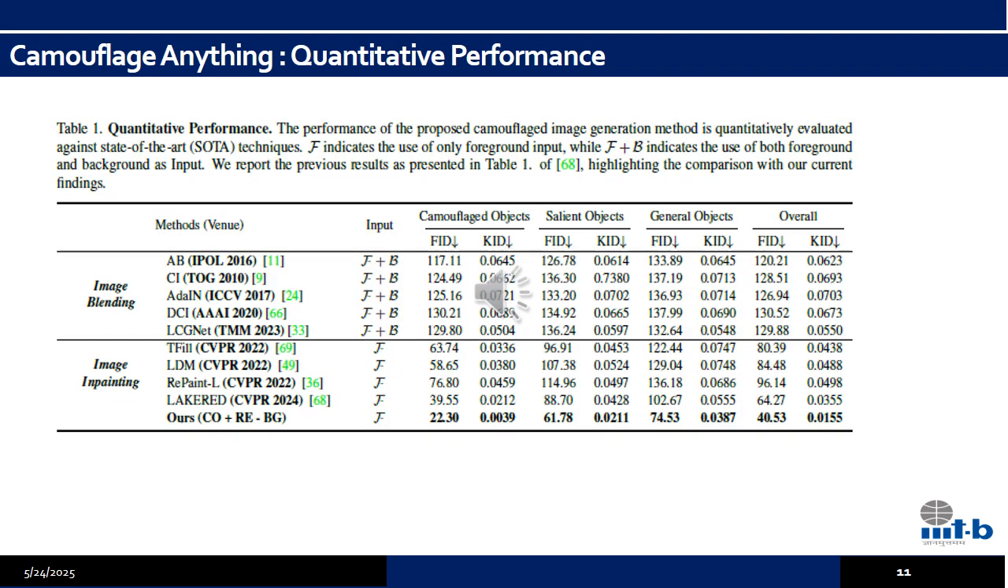For quantitative performance benchmarking, we use FID and KID for assessing the generated images. We find that our method has the best FID and KID numbers. The lower the FID and KID, the better. As you can see, we have highlighted our results in bold, which are better than previous state of the art, including image blending and image inpainting methods.